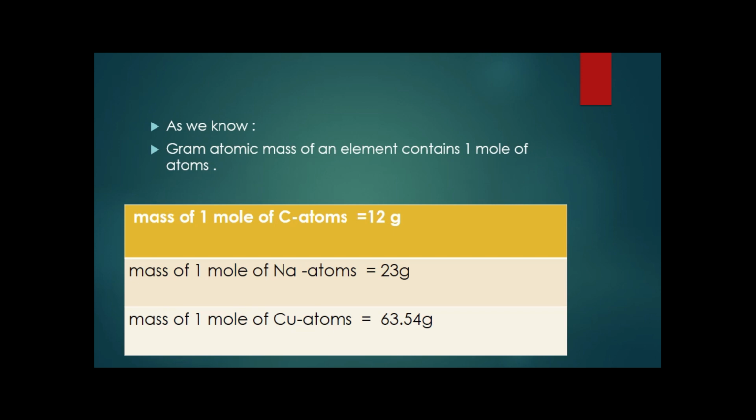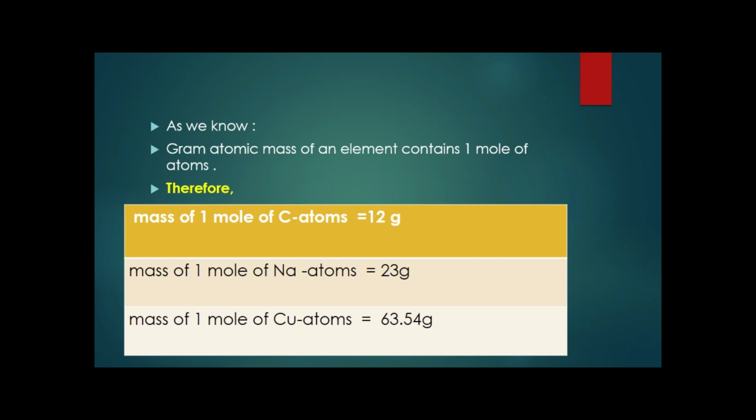As we know, gram atomic mass of an element contains 1 mole of atoms. Therefore, mass of 1 mole of carbon atoms is equal to 12 gram, mass of 1 mole of sodium atoms is equal to 23 gram, and mass of 1 mole of copper atoms is equal to 63.54 gram. So students, we can also say that molar mass of carbon is 12 gram, gram atomic mass of carbon is 12 gram, and mass of 1 mole of carbon atoms is 12 gram.